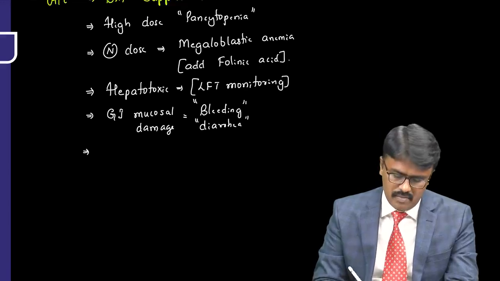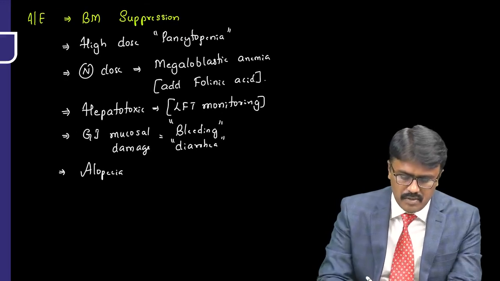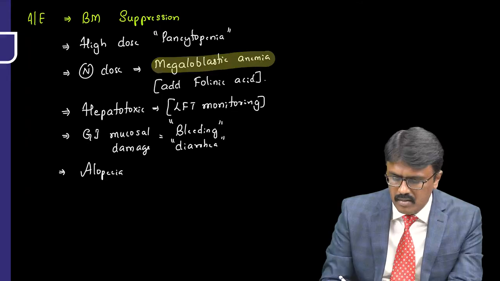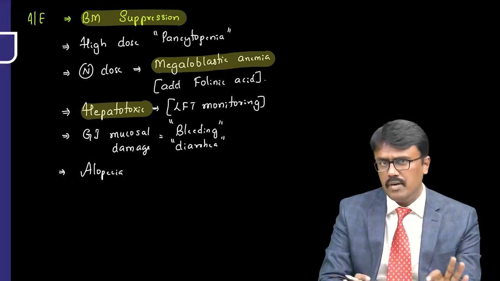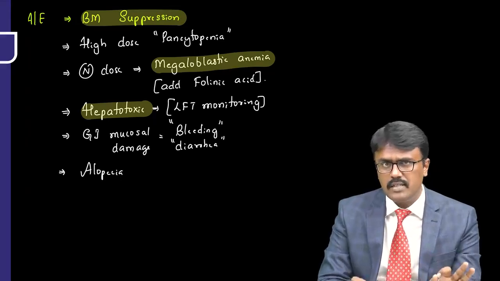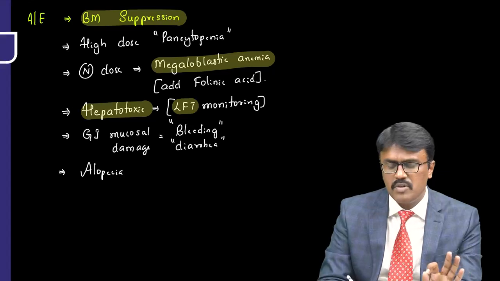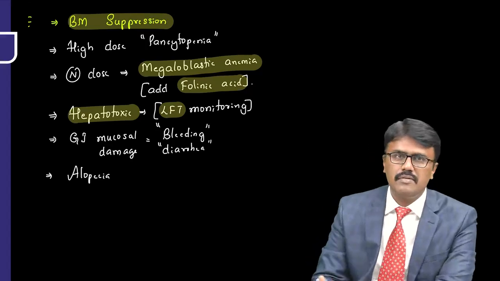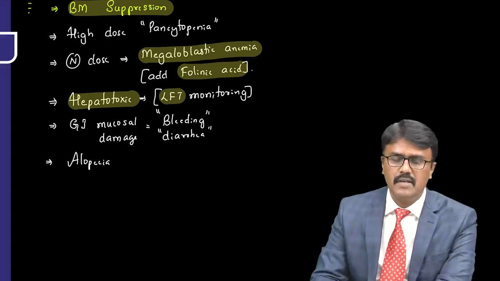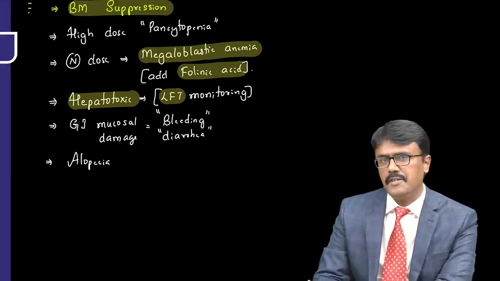One more, alopecia, all the drugs produce that, so not a special adverse effect. Remember two important adverse effects, that is megaloblastic anemia and hepatotoxicity, and it's a bone marrow suppressant. These are mainly important for methotrexate. They can ask in the exam, when the patient is on methotrexate, what lab parameter will you monitor? LFT. Suppose he has a risk of megaloblastic anemia, what do you add? Folinic acid. So these are the adverse effects of methotrexate: bone marrow suppression, when we give high dose, pancytopenia, normal dose megaloblastic anemia, hepatotoxicity, GI mucosal damage, and alopecia.